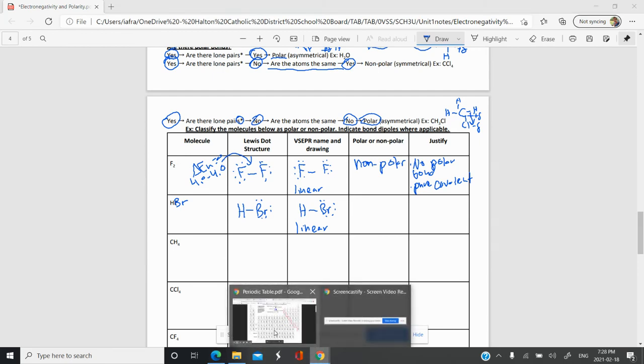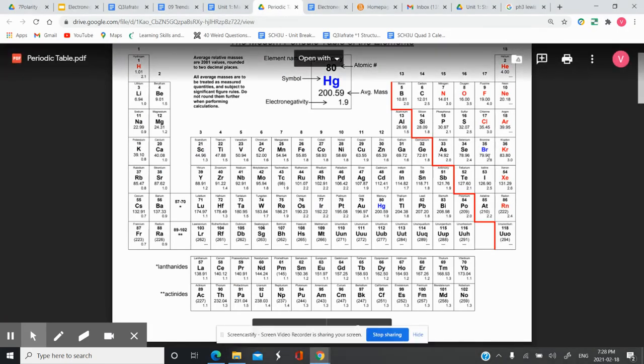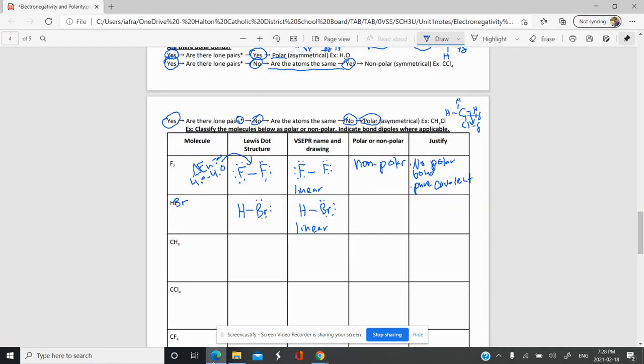So if we look, Br is 2.8 and H is 2.1. So delta EN is equal to 2.8 minus 2.1, which is 0.7. So there is a polar bond. There's no central atom here, so we're really just looking at that one bond. So it's a polar molecule overall, and it's really because there's a polar bond and there's nothing else to cancel it out. And it goes in this direction towards the more electronegative atom. So partial negative, partial positive.